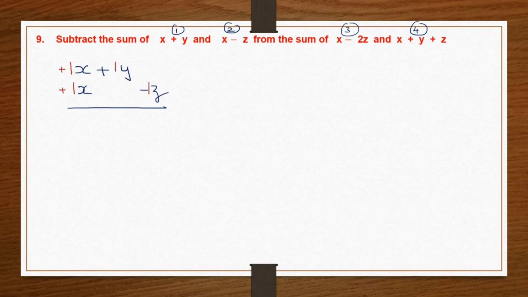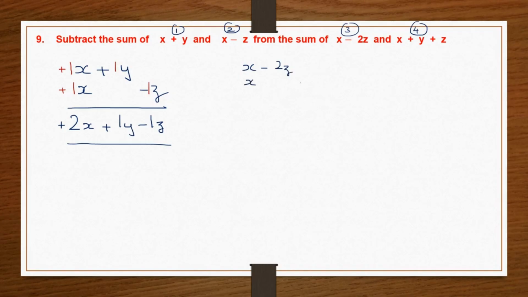Now let's work out this. Starting with the x column, signs are the same, put the same sign and add. 1 plus 1 is 2, 2x plus 1y minus 1z. Now let's find the sum of the third and the fourth expression. So let's write down x minus 2z and x plus y plus z. Okay, now let's find the sum of this. So again, let's fill in with what was missing. Plus 1 and here we have 1 and 1.